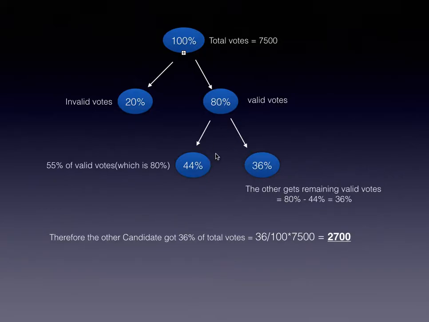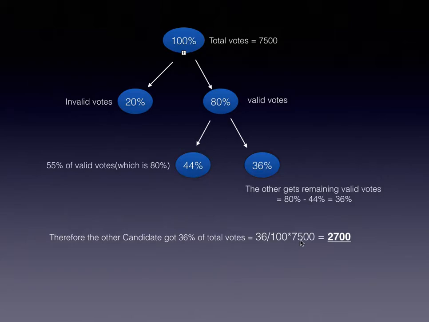Therefore, if the one candidate got 44% of the total votes, the other candidate will get 80 minus 44, which is equal to 36%. That is, one candidate got 44% of the total votes, while the other candidate got 36% of the total votes.